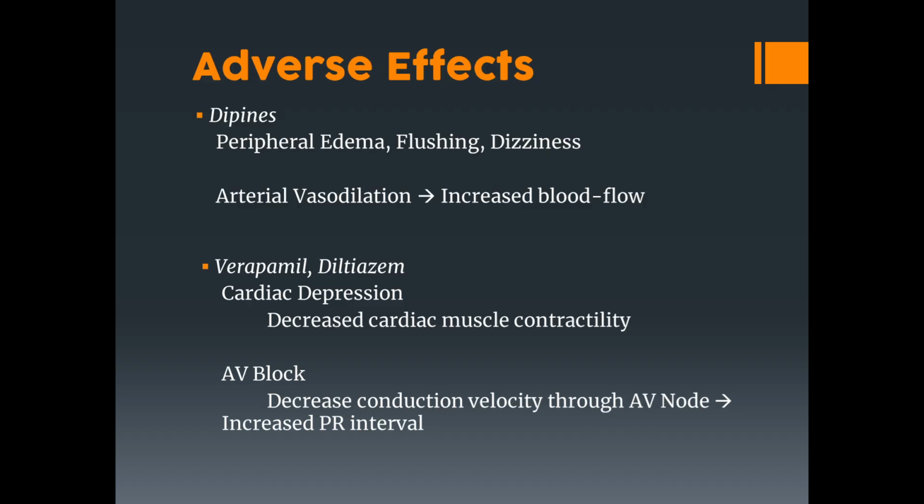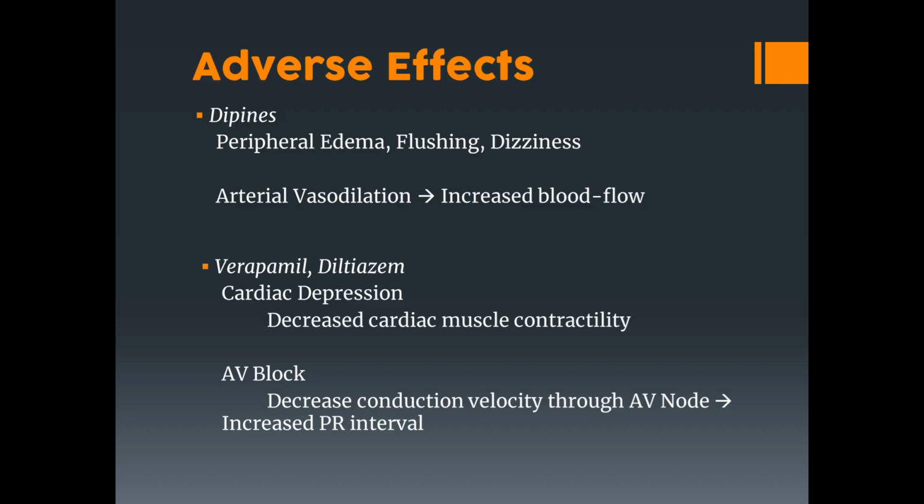Verapamil and diltiazem, on the other hand, cause cardiac depression and AV block because they're cardiac selective. They act on the heart. Now, I said in the previous slide that verapamil and diltiazem are used in atrial fibrillation and atrial flutter as rate control agents. If there is a toxicity of these drugs, or a person has taken more than the therapeutic dosage, then these can cause AV block. They can cause a severe decrease in the conduction velocity, thereby increasing the PR interval more than expected.